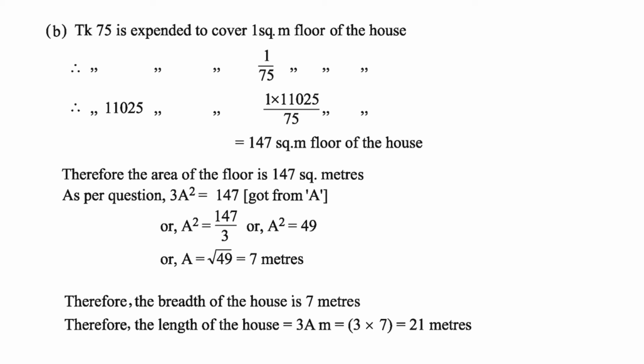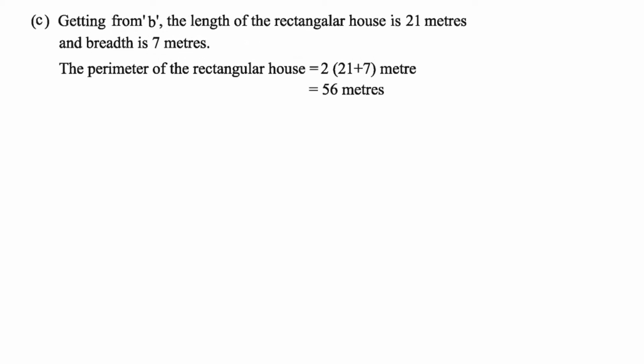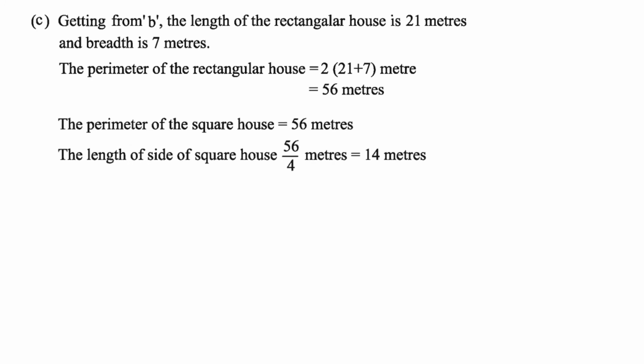So far you may be observing that the rectangular problems are mostly similar. I counted 7 to 8 problems in your book, and they are mostly similar. So let us go for the last problem from our lecture. From B, the length of the rectangle is 21 meters and the breadth is 7 meters. That is why the perimeter is actually 56 meters. As you know, perimeter is 2 times length plus breadth, and length is 21, breadth is 7, that makes 28, and 28 times 2 is 56 meters. Okay, so the perimeter of the house is actually 56 meters.